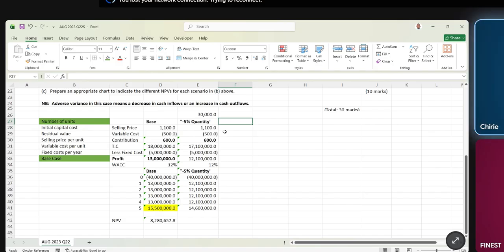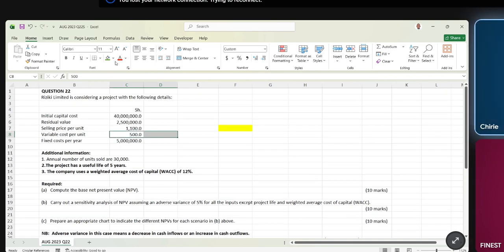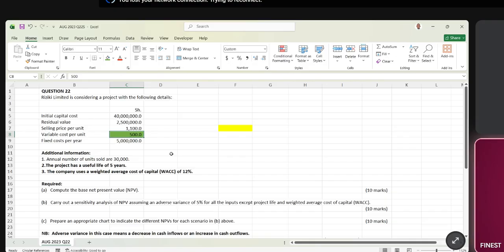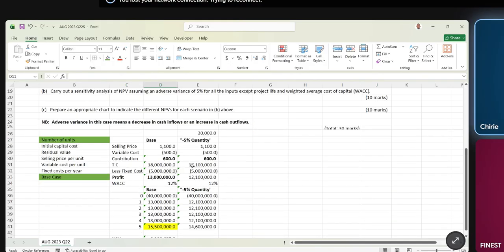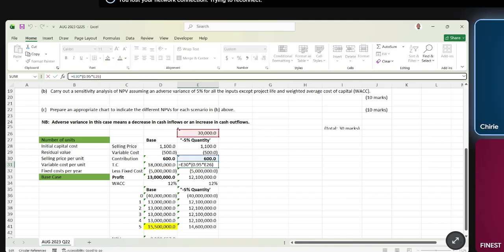Teacher, let me see your formula for variable cost. I only put in 500, it has no formula. The total cost, this one. Total cost, here. It's 30. Okay, I'm okay now. Wait a minute. Okay, here. I put a different figure.